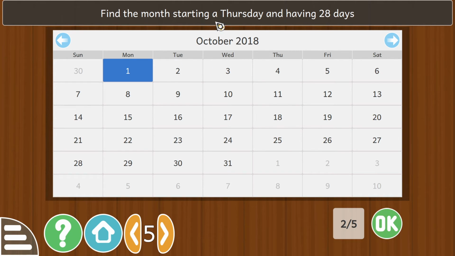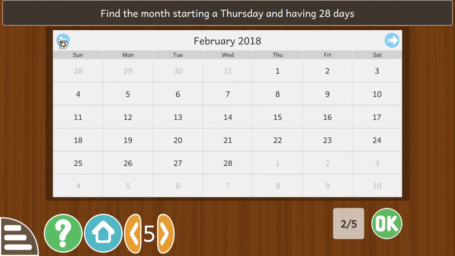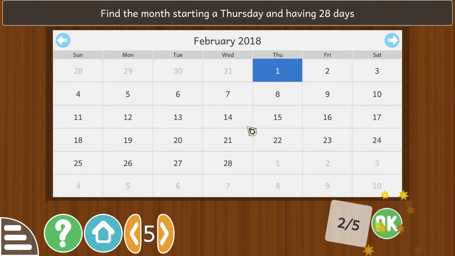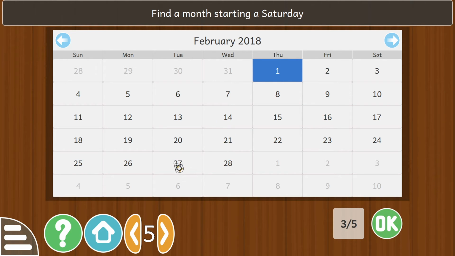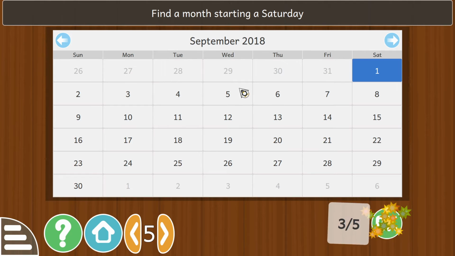Find the month starting a Thursday and having 28 days. Well, that narrows it right down. Unless people want it to be tricky. Some people have a puzzle and say, how many months have 28 days? Well, you could say they all do. But I'm pretty sure the puzzle here is to find the month that has exactly 28 days. Find a month starting with a Saturday. So September.